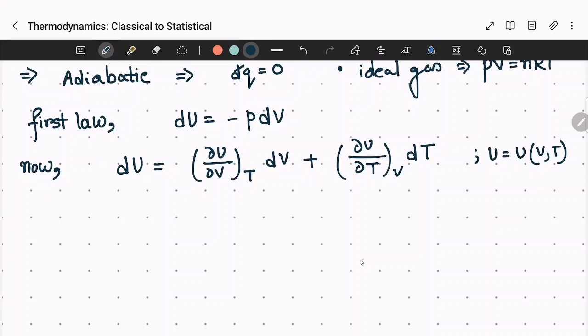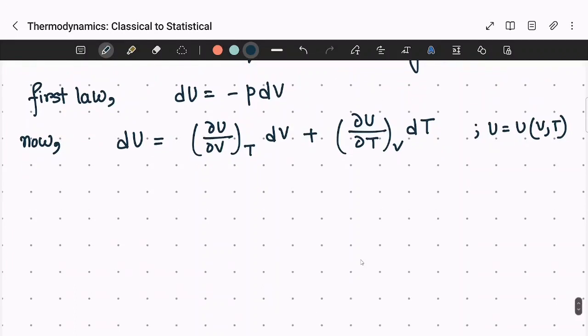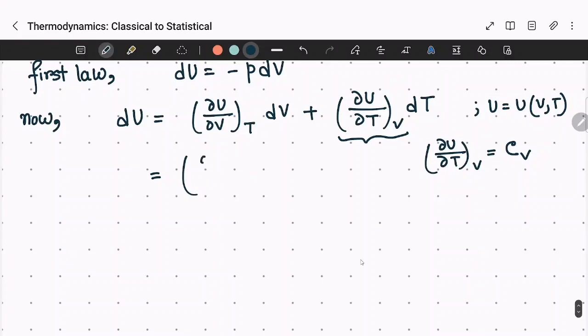So internal energy, obviously, will be a function of volume and temperature. Now (del U/del T) at constant V is Cv, the molar heat capacity at constant volume. So we can write it as (del U/del V) at constant T dV plus Cv dT.